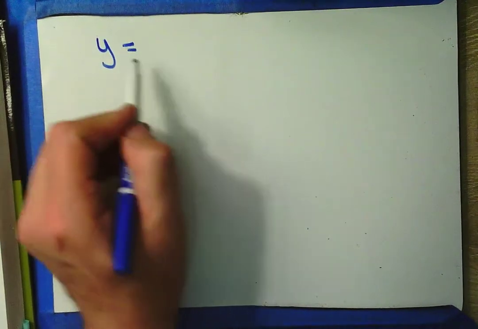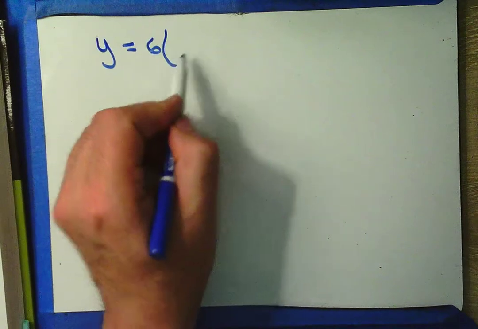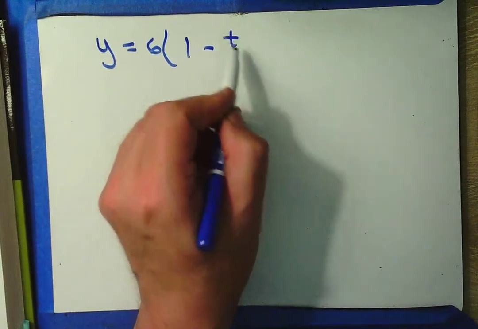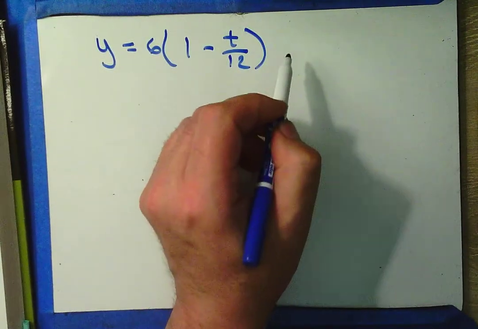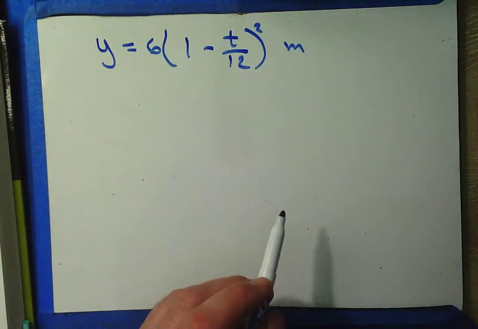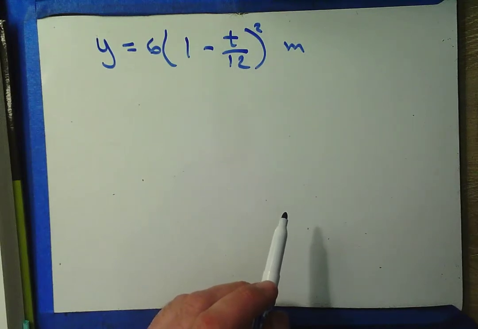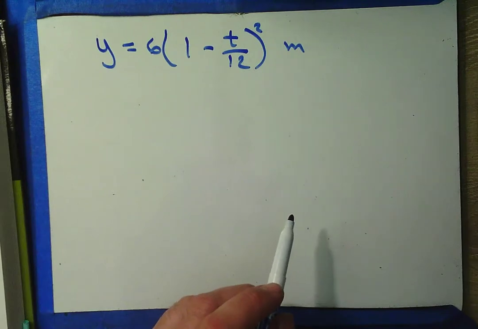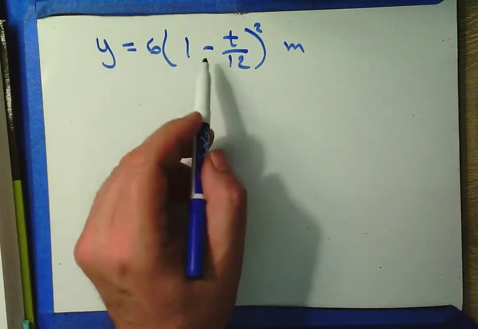It takes 12 hours to drain the storage tank by opening a valve at the bottom. The depth y of fluid in the tank after t hours is given by y equals 6 times (1 minus t over 12) squared, and the depth is measured in meters and time is measured in hours. So y is how deep the fluid is, and t is time in hours. Find the rate dy/dt at which the water level is changing. Okay, so they're asking us to find the derivative of this.